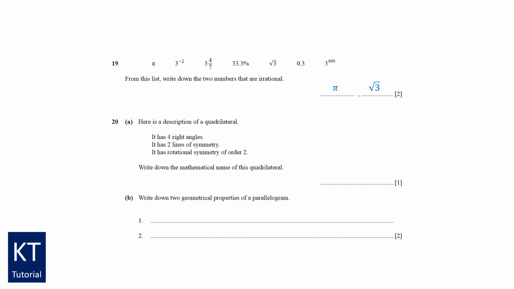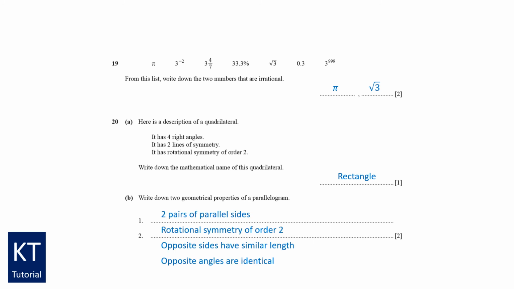Question 20a. Here's a description of a quadrilateral. It has 4 right angles, it has 2 lines of symmetry, it has rotational symmetry of order 2. Write down the mathematical name of this quadrilateral. It represents the rectangle. Question 20b. Write down 2 geometrical properties of a parallelogram. They can be any 2 out of the 4 stated here, namely 2 pairs of parallel sides, a rotational symmetry of order 2, opposite sides having similar length, and opposite angles being identical.